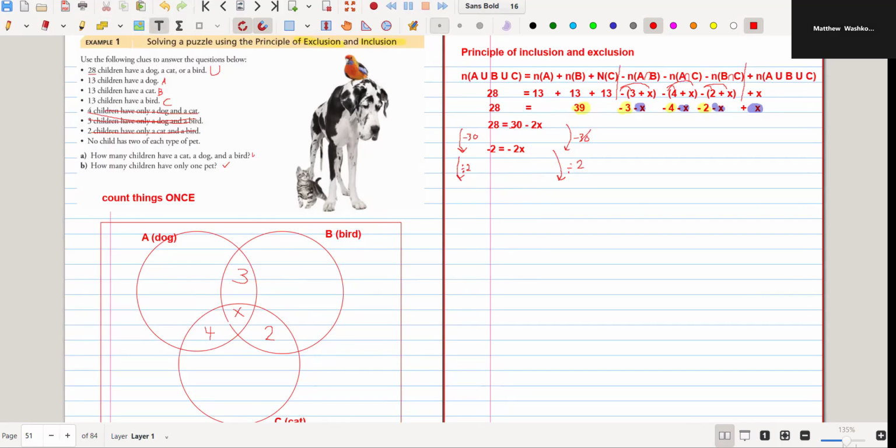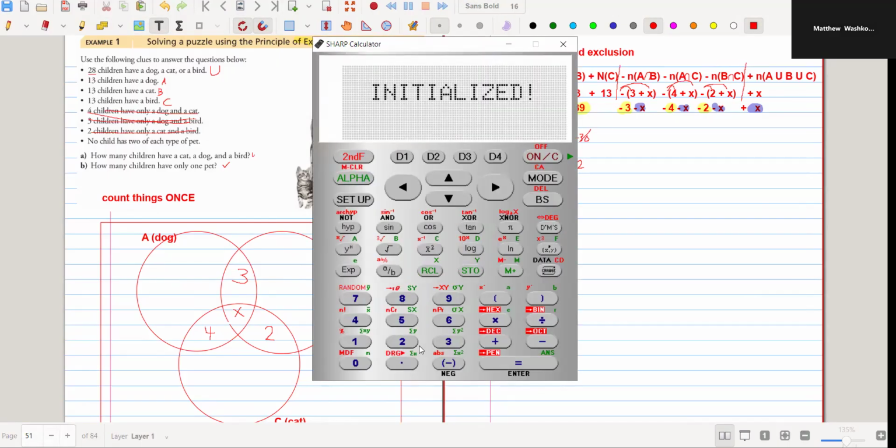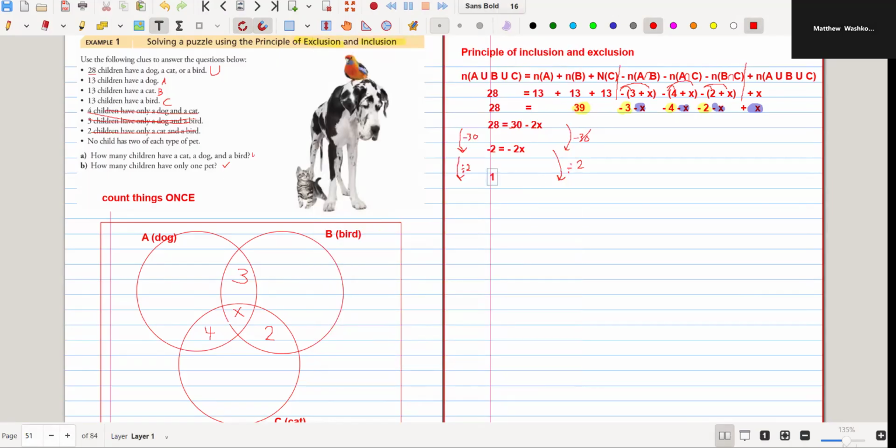So what is negative 2 divided by negative 2? It gives me plus 1, right? So 1 is equal to, these cancel out, right? 1 is equal to x. So this is saying that, hey, 1 is equal to x. Yay, hooray, I've done it. I've answered it. Yes and no.